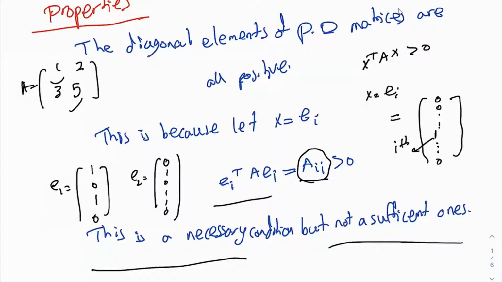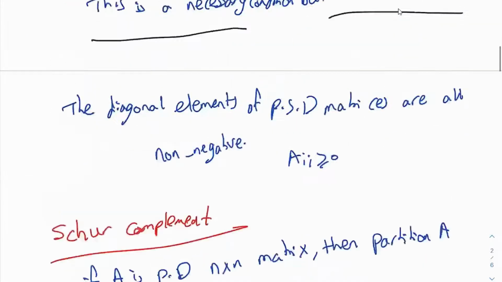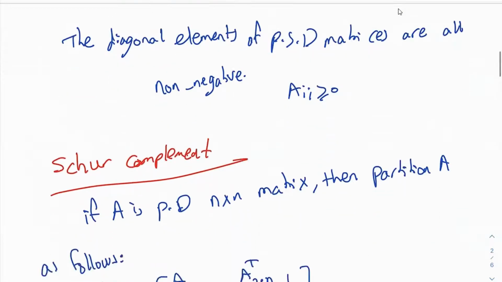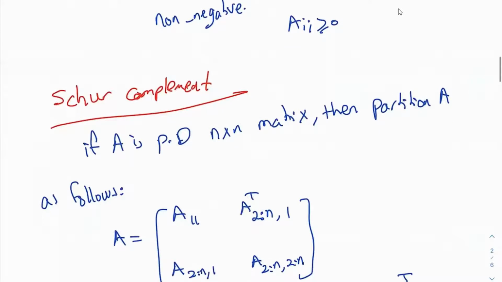Correct. Now, the diagonal elements of positive semi-definite matrices are all non-negative. When I say non-negative, it means that the diagonal elements can be 0 as well, right? Very good. So for positive definite, all the diagonal elements are positive. For positive semi-definite, all the diagonal elements are non-negative, so they can be 0 as well. That's a very important property. Let's go to the second one, which is extremely important and is a fundamental of Cholesky factorization. This is called the Schur complement. If a matrix A is positive definite, right?